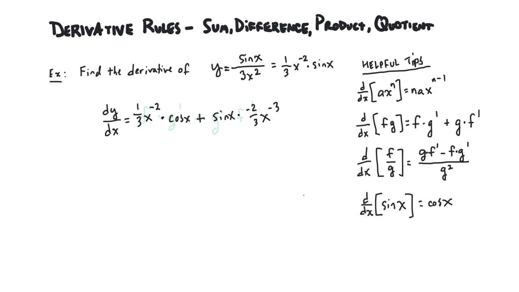And here, once again, I can simplify as much as you'd like. The first term, 1/3 x to the negative 2 cosine x, could be rewritten as cosine of x over 3x squared. And then the second term, sine of x times negative 2/3 x to the negative 3, can be rewritten as negative 2 sine of x divided by 3x cubed. And you'll notice that this derivative doesn't look exactly like the derivative that we got when we used the quotient rule. And it comes down to simplification.